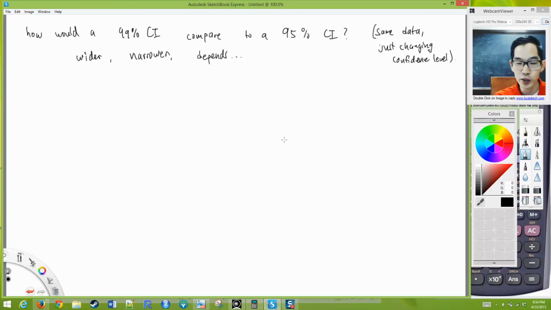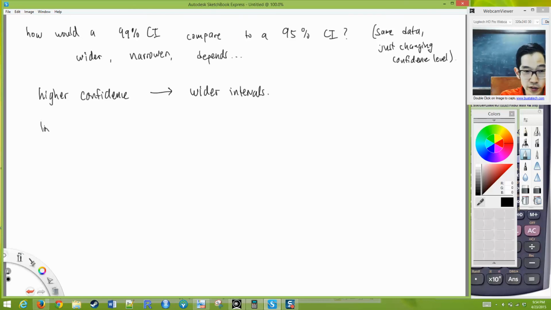So we have to trade off confidence to create a more narrow interval. If we want to be confident that our interval has the number, we have to create a wide interval. So higher confidence leads to wider intervals. Lower confidence leads to narrower intervals.